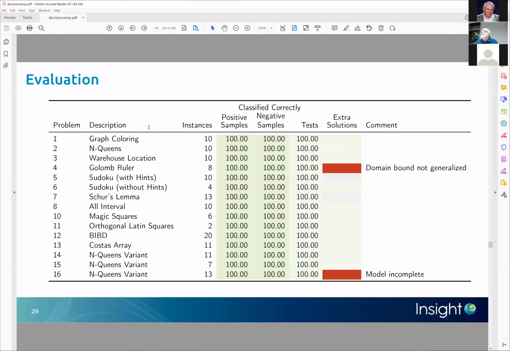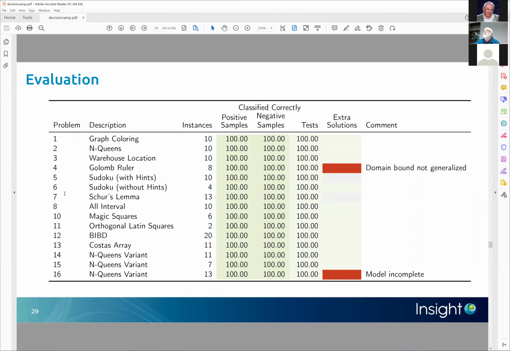For the Golomb ruler, basically, it could not generalize the domain bound, and that is understandable because that is the objective function of the Golomb ruler. And for the last problem here, the model is incomplete. We did not find all the constraints, and things were slightly missing in the solutions that we provided.